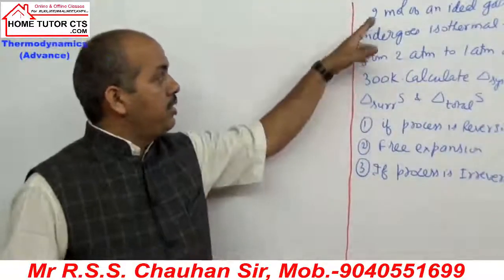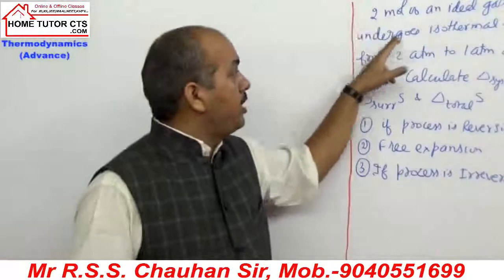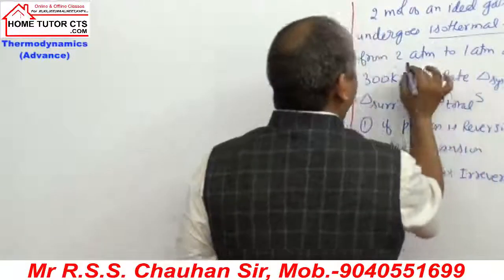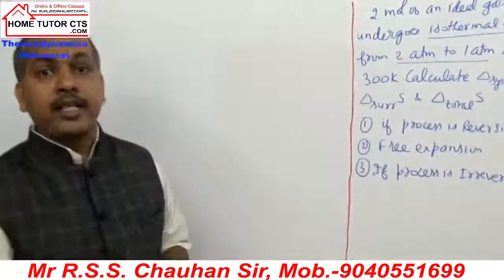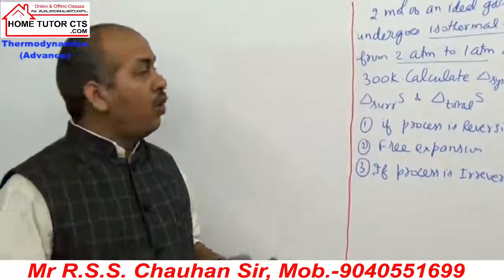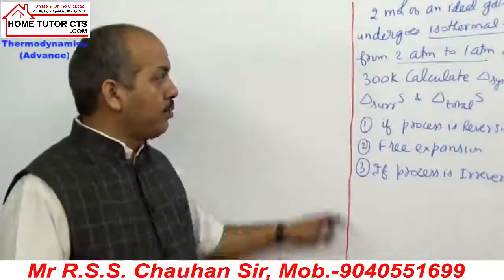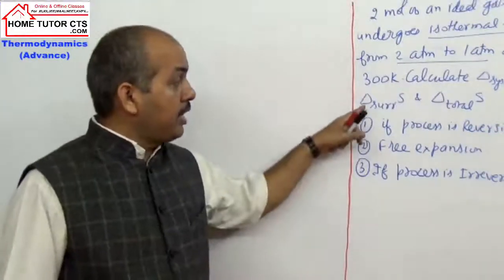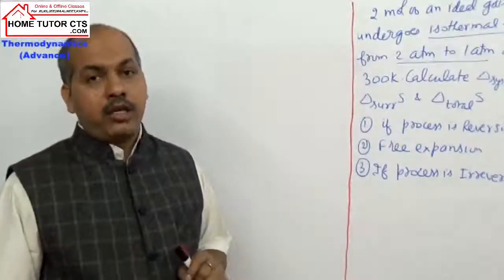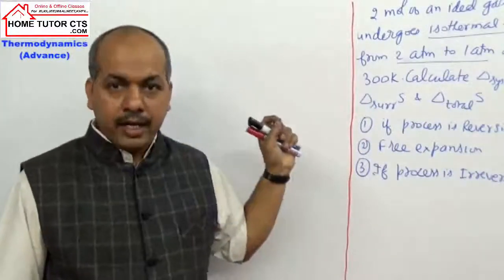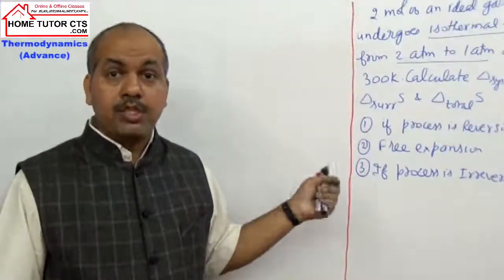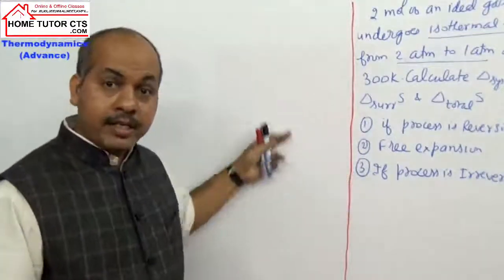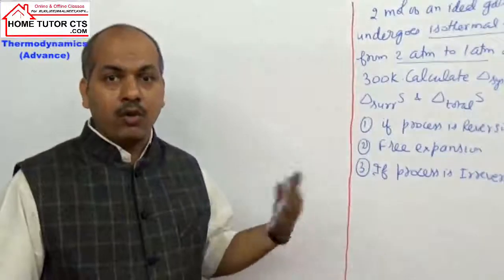To solve this question, read the question again. 2 moles of an ideal gas undergo isothermal expansion. It means we have constant temperature and the pressure will decrease. In expansion, either the volume will be increasing, or you can say the pressure is decreasing at the given temperature. Calculate delta S system, delta S surrounding, and delta S total. See, entropy is a state function, so the entropy change of the system will be the same in all the cases. Only delta S surrounding will differ.